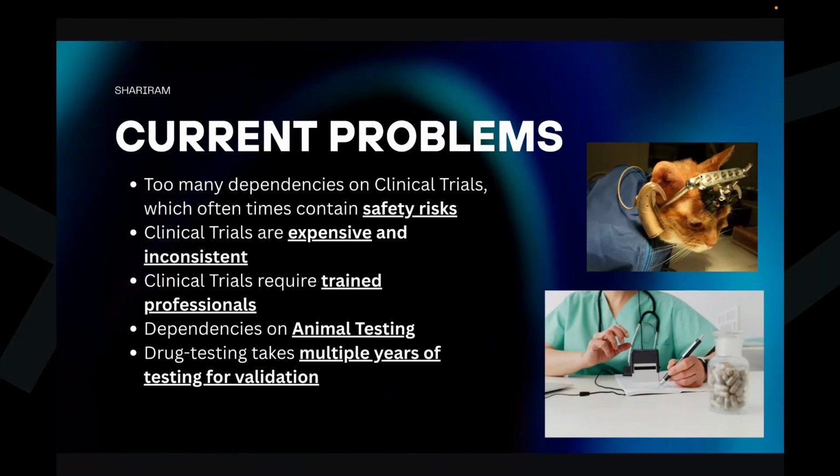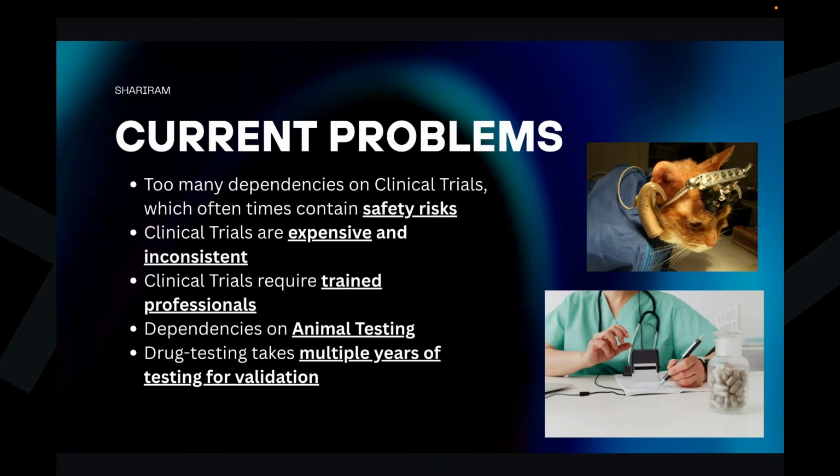And it's also inconsistent because if you were to conduct an experiment in a lab, there could be multiple triggers within the lab room which could be affecting the patient, which is why it wouldn't be exactly called a controlled experiment. And clinical trials also require trained professionals. If you were to give this to a researcher or a pharma scientist, or let's just say a regular day-to-day user who is simply passionate, he wouldn't be able to conduct clinical trials.